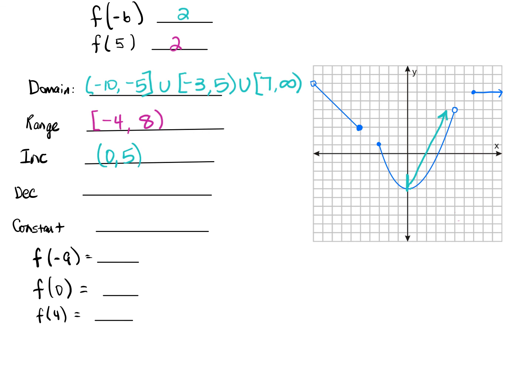For your decrease, you're looking at the parts of the lines that go down from left to right. So if you look from left to right here, this line goes down from left to right here, and then this one goes down from left to right here. So the x values that are covered are from -10 to 1, 2, 3, 4, -5, as well as from -3 to 0.